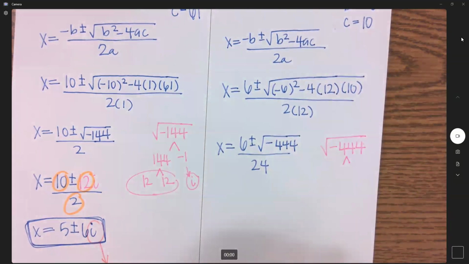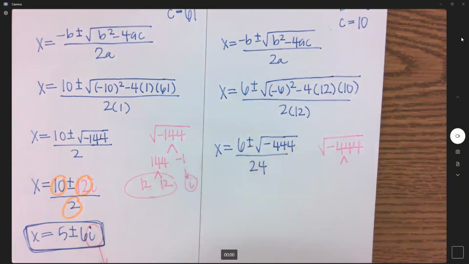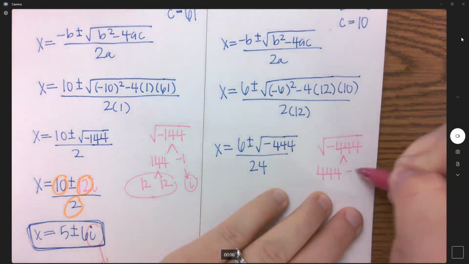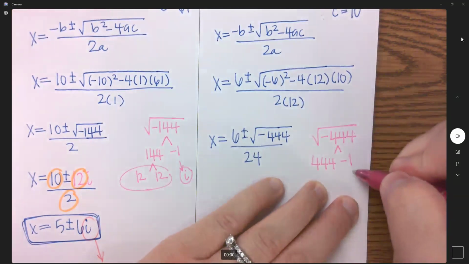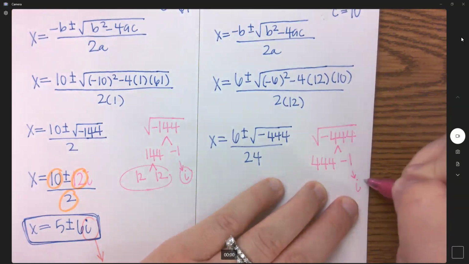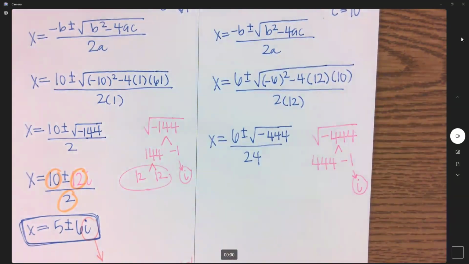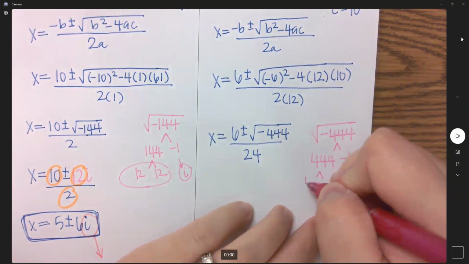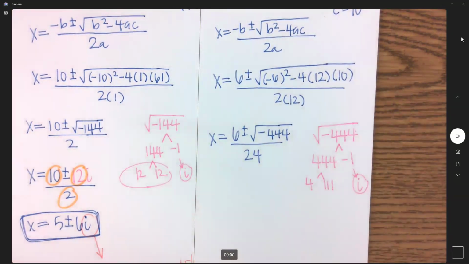First thing I want to do when I see that negative, I know I'm going to have an imaginary, but I want to break that up. I'm going to have 444 times negative 1, and that negative 1 is my i. I'm going to go ahead and circle that so I remember it comes out of the radical. Now let's break this down. We're going to have 4 and 111.